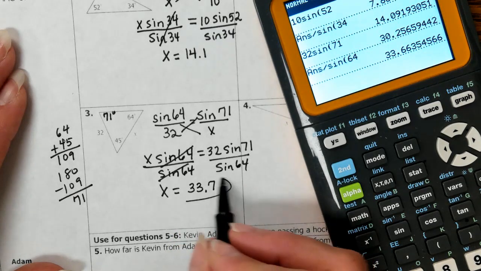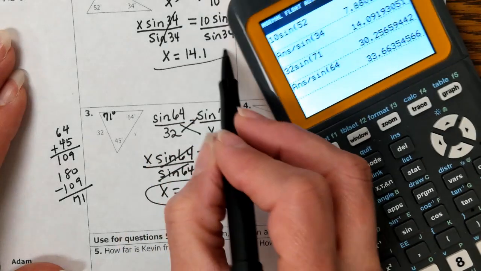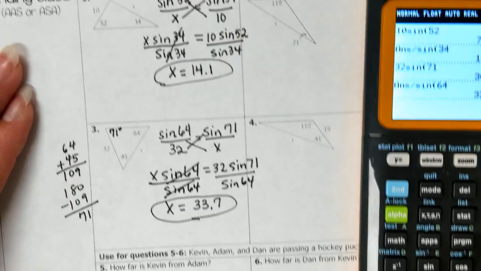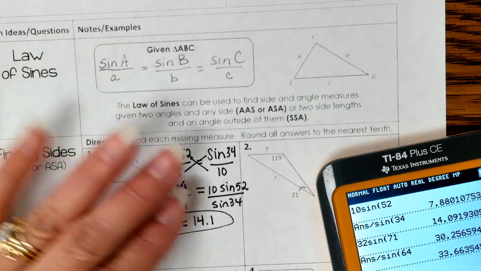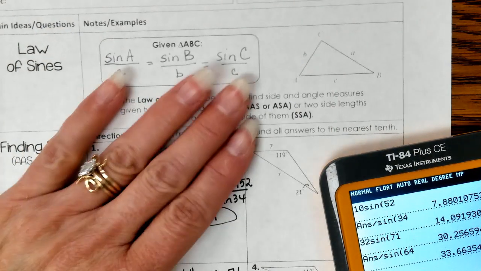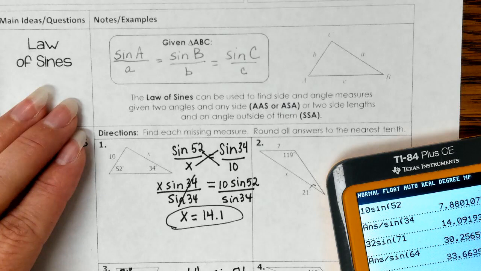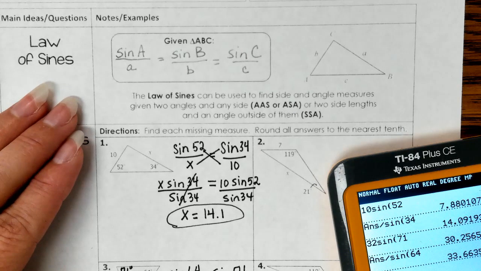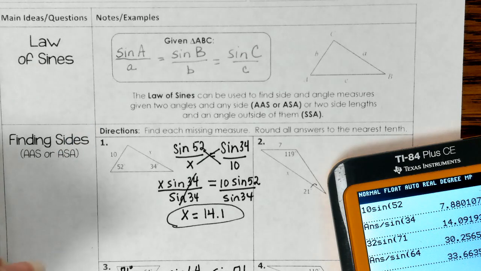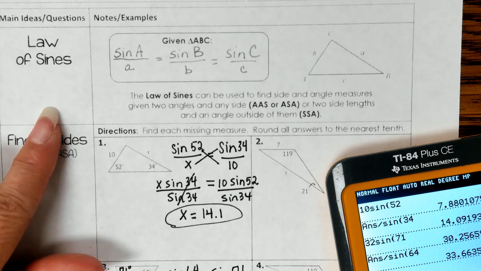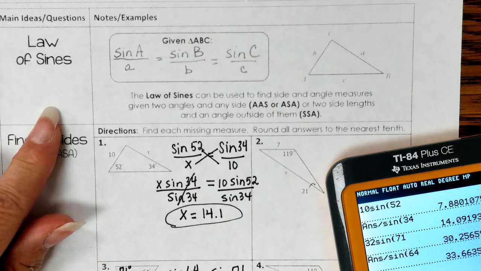And that's my answer for the missing side of that triangle. Now, to do a little small recap about this law of sines, guys, remember SOH-CAH-TOA, or your 45-45-90 rules, or your 30-60-90 rules? They only work when it is a right triangle. Law of sines works no matter what kind of triangle you have.